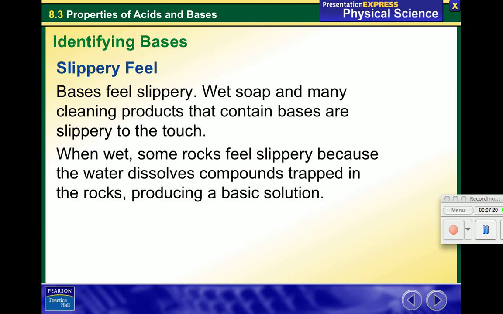Another thing that is very slippery to the touch are stones that are in like a stream or a river, because as water moves past the stones, they erode and they free up some bases, some chemicals that are found in the rocks, and those bases make the rocks very slippery.